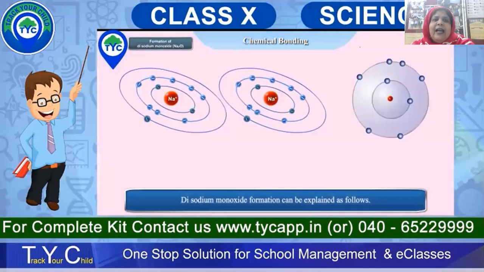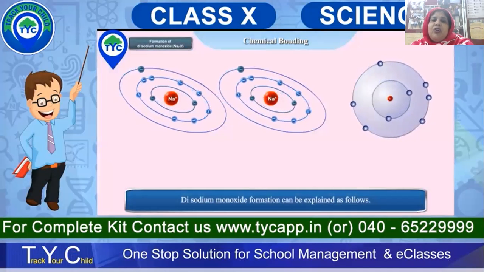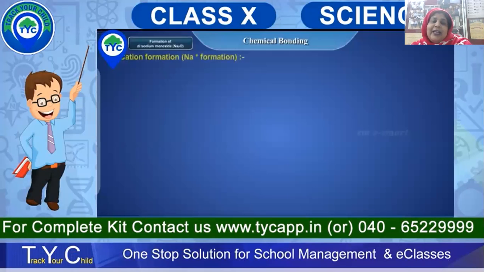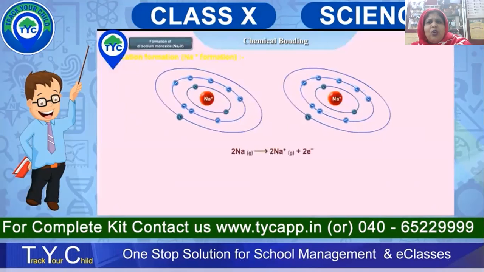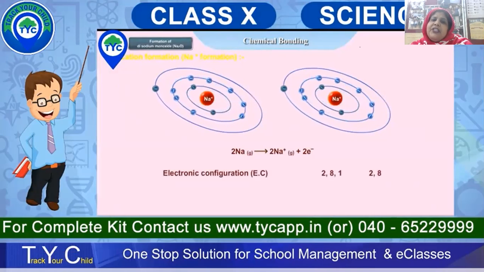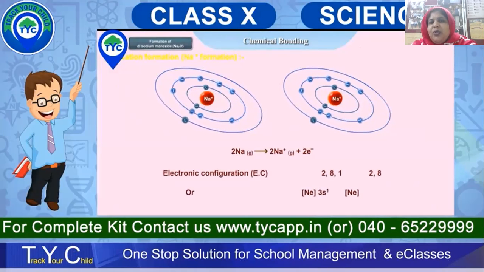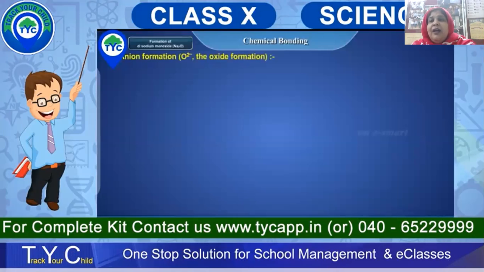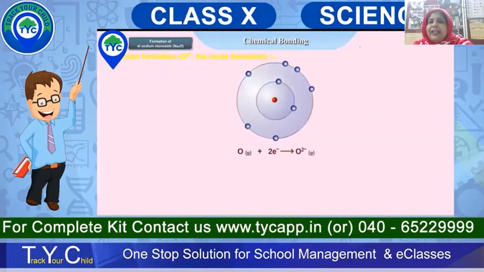Now let us see how disodium monoxide formation is happening. We know that sodium has only one outermost electron, so how is it becoming disodium? Its configuration is 2, 8, and 1. So it has to either lose or gain, or they can share, to form this octet. That is how we find that two electrons are there in the outermost shell, and that is how it has become oxide.